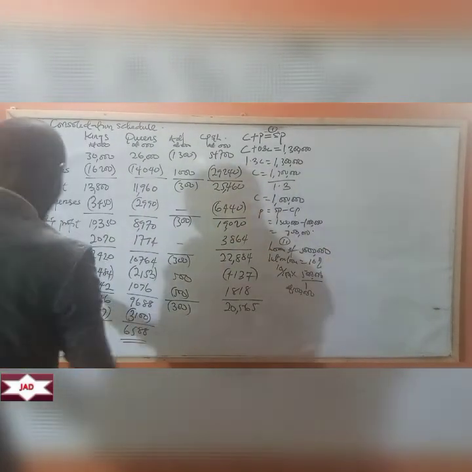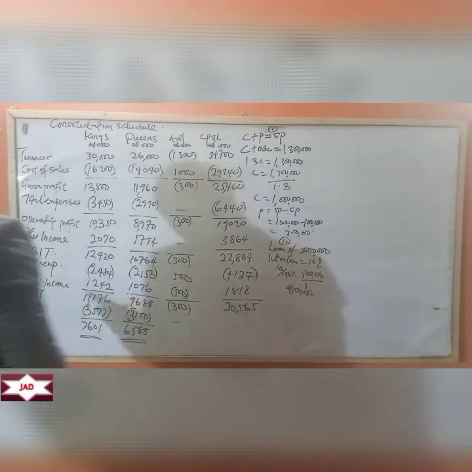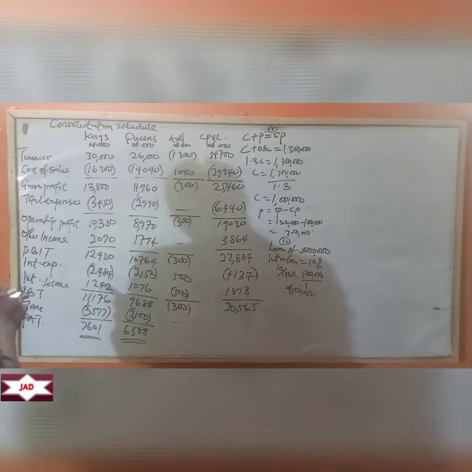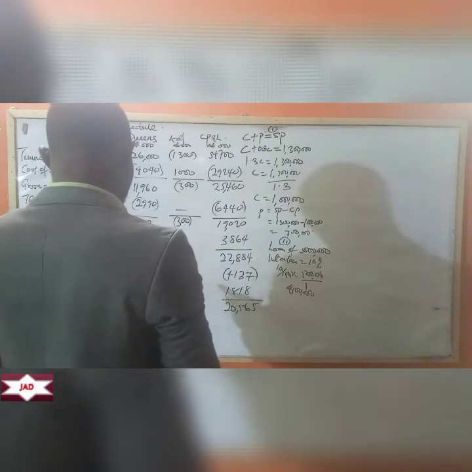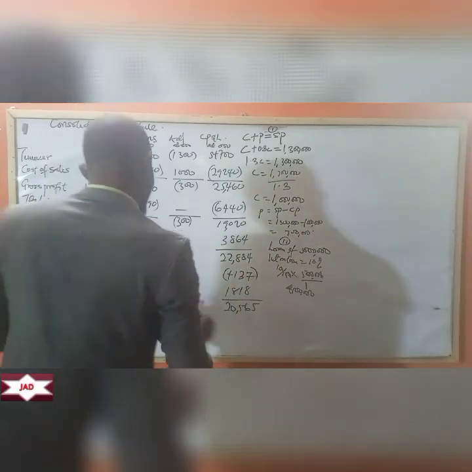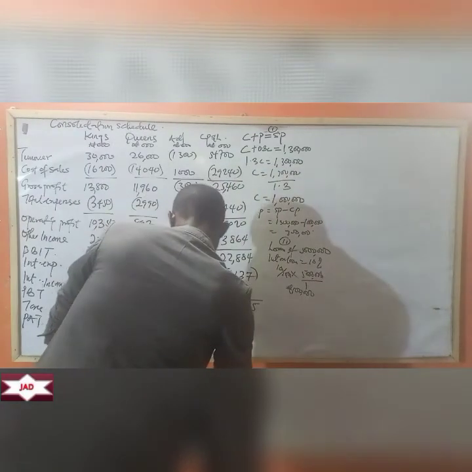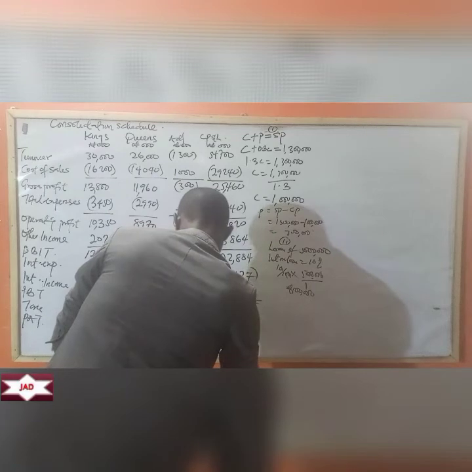So we have the tax here. Tax is this. 3577 plus 3100. What do we have here? 6677.